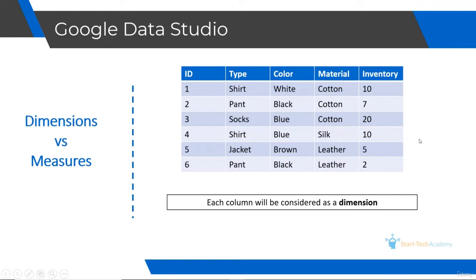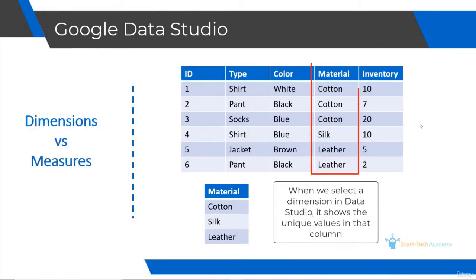In Google Data Studio, all of these columns are dimensions. It does not matter if they contain categories or numbers. Each column by default will be considered as a dimension. And when you select any dimension, it will list down all the unique values in that particular column. For example, if we select the material dimension, it will show these 3 results and not 6 results. Like this. That is, it will show cotton, silk, leather only once and it will not repeat them.